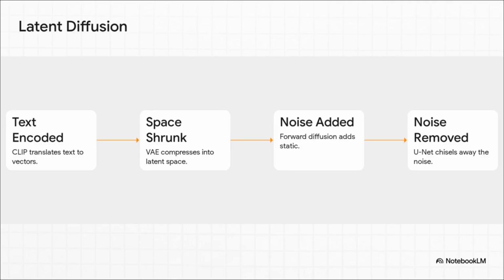Let's pull this all together and watch the seamless journey of a single text prompt on the Latent Diffusion assembly line. Step 1. Your text is translated into math by the CLIP encoder. Step 2. The digital canvas is compressed by the VAE into that highly efficient latent space. Step 3. Forward diffusion ensures we have a block of raw static to work with. And finally, Step 4. The U-Net carefully chisels away that noise until your masterpiece is fully revealed, which the VAE then quickly unpacks back into a high-resolution pixel image.